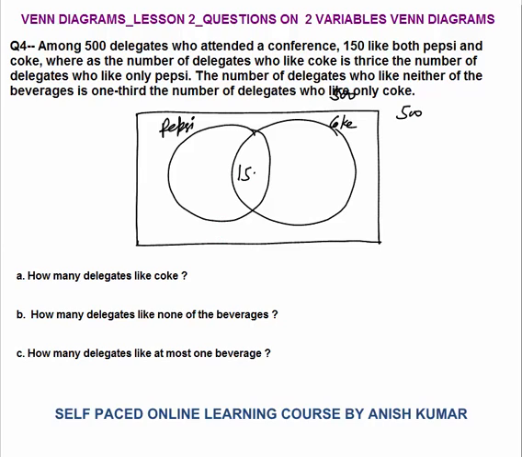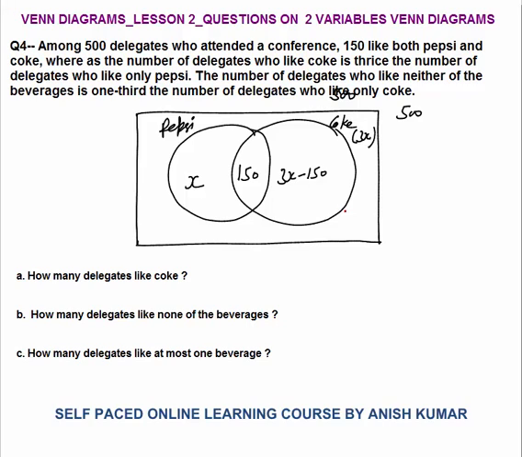Now the question says that 150 like both Pepsi and Coke, where the number of delegates who like Coke, the complete circle of Coke, is thrice the number of delegates who like only Pepsi. So let's say only Pepsi is X. So this Coke would be thrice of this, 3x. The complete circle of Coke is 3x, so this part will be 3x minus 150. If you add 3x minus 150 plus 150, total will be 3x. That is given to us.